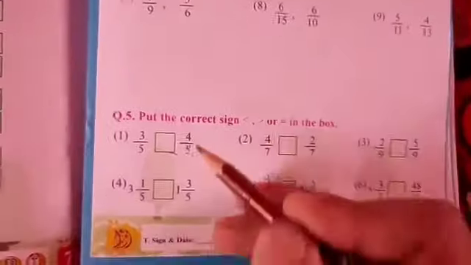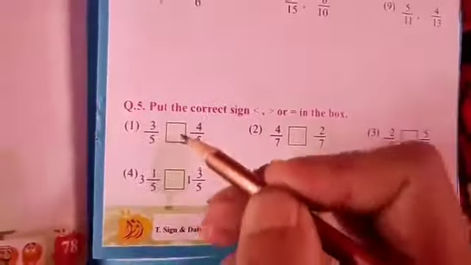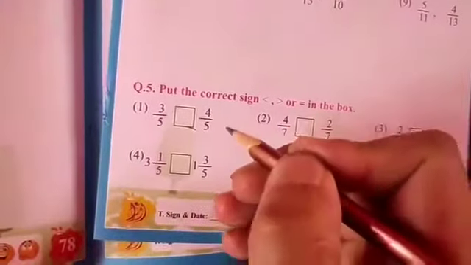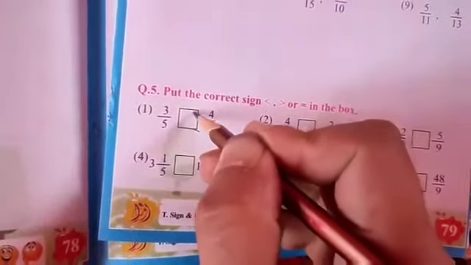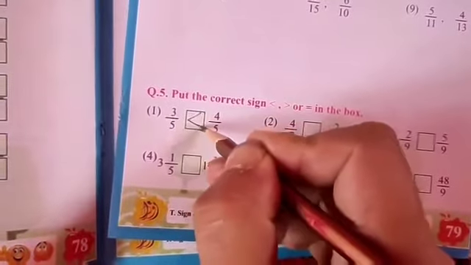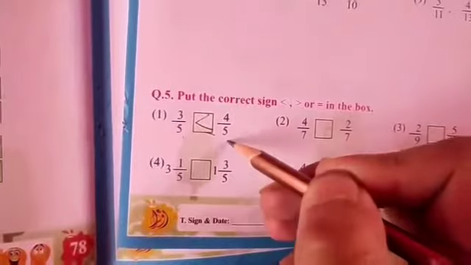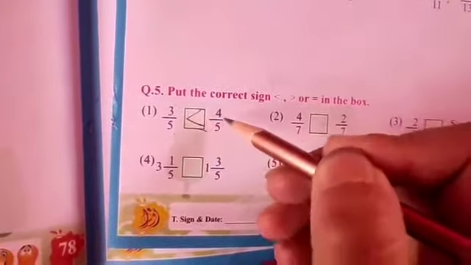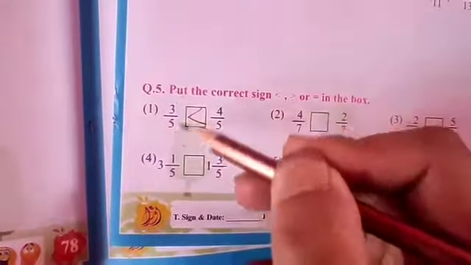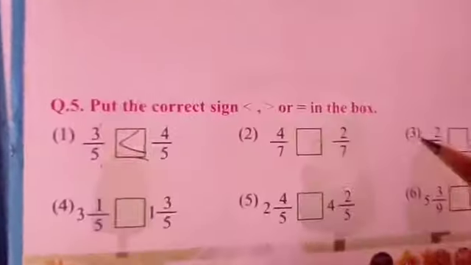Here 3 is less than 4, so we will put the less than sign. That means 3 upon 5 is less than 4 upon 5, or we can say 4 upon 5 is greater than 3 upon 5. Next one is 4 upon 5 and 2 upon 5.